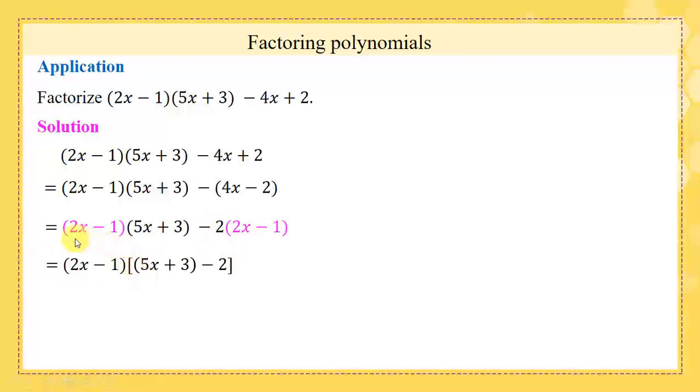Now we have a common factor which is 2x minus 1. We put it outside to get inside the brackets (5x plus 3) minus 2. Now just reduce to get (2x minus 1) times (5x plus 1).